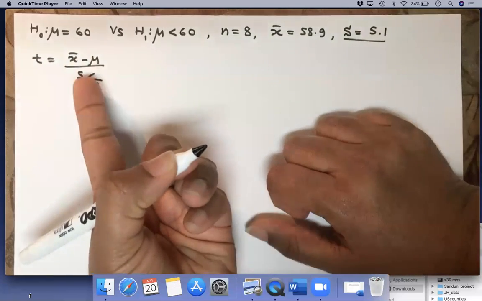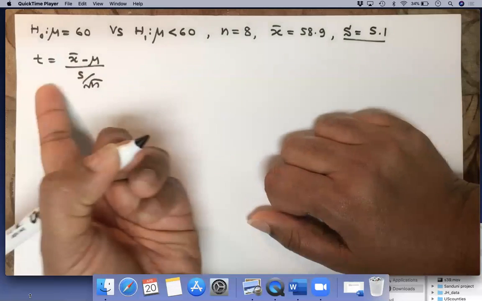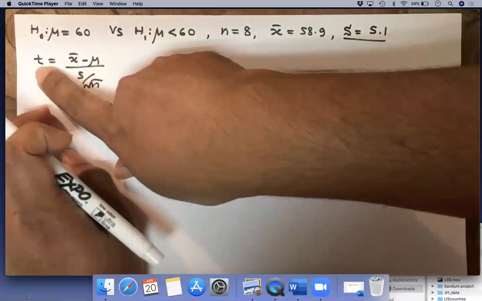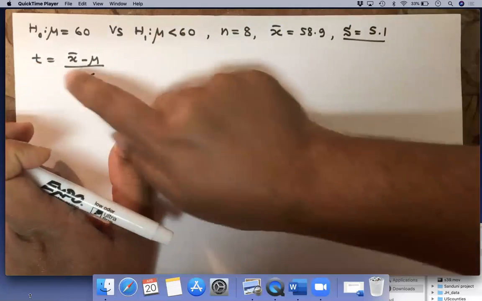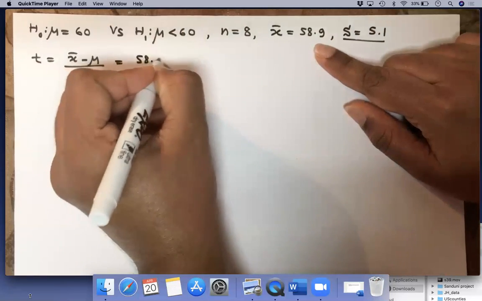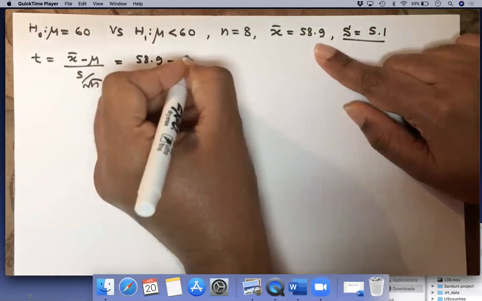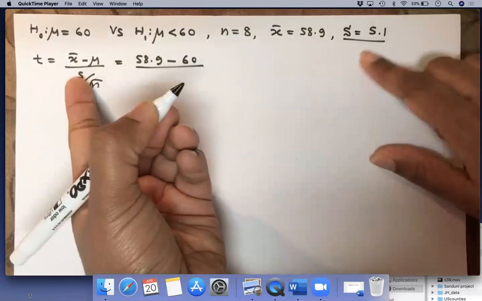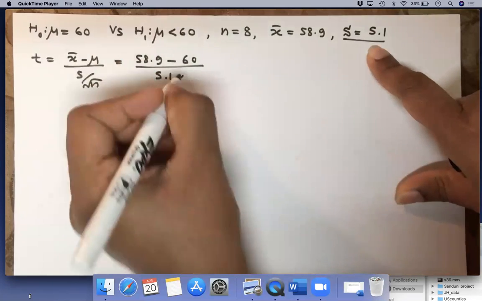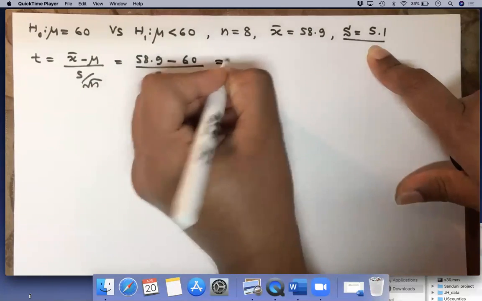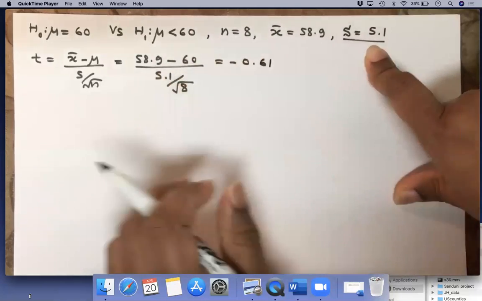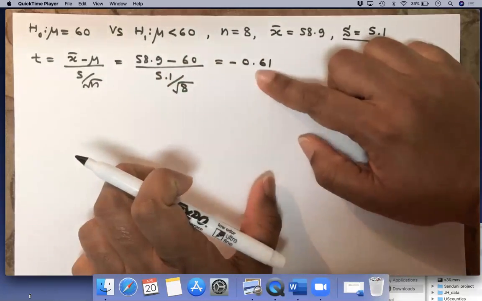The only difference is here we have S. In the previous test statistic formula for mean, we had Z and sigma. Now we have T and S. Now substitute values. What is our X bar? It's 58.9 minus what is our mu? It's 60. Then what is our sample standard deviation? It's 5.1. What is our n? It's 8. Take the square root. So what is the value of t? Using a calculator, you can find this value. Our test statistic is this.